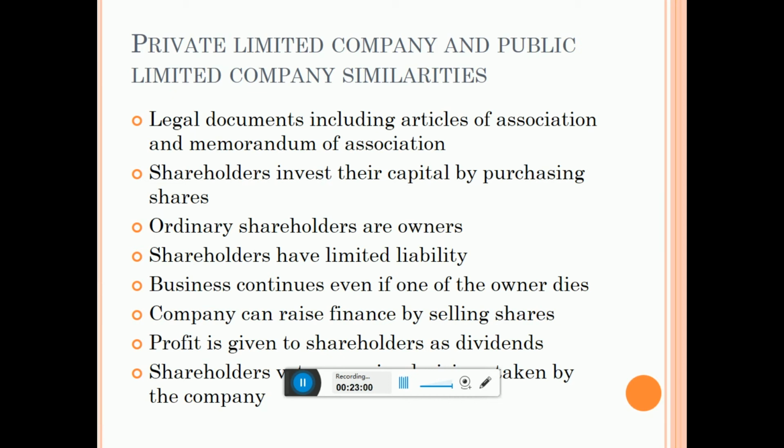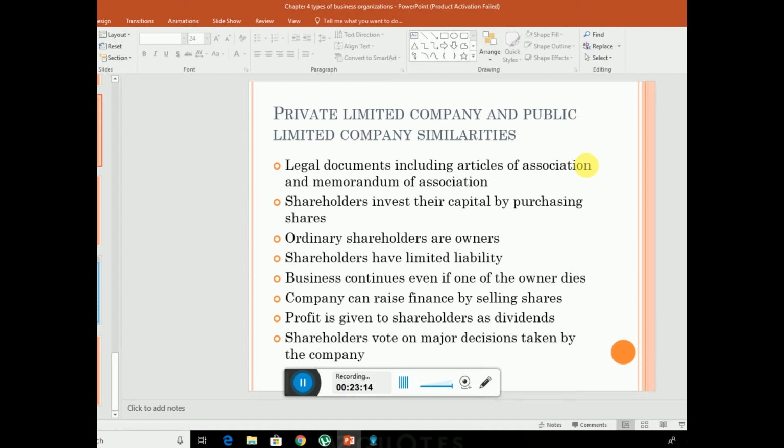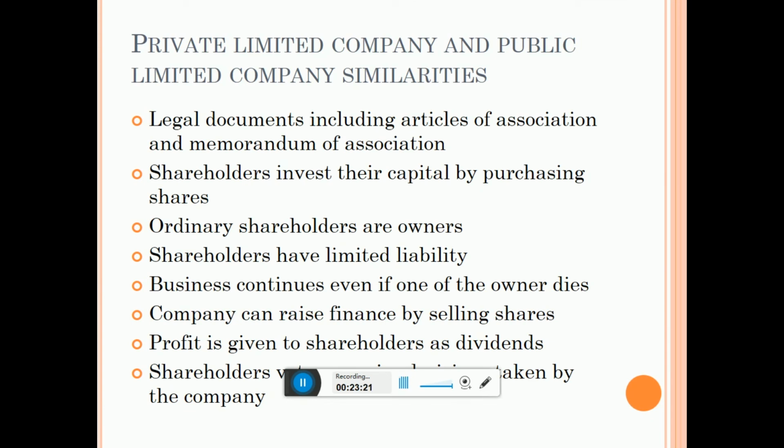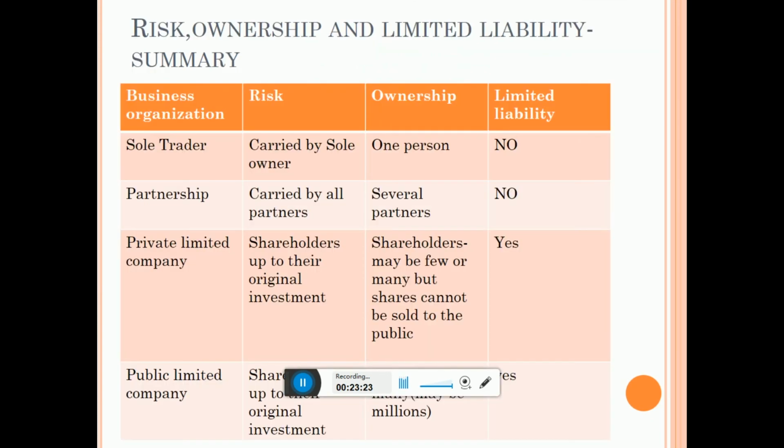Businesses continue even if one of the owners dies. This is a similarity. Companies can raise finance by selling shares. This is similar in both companies. Profit is given to the shareholders as dividends. And the last point is that shareholders vote on majority decisions. This is obvious in both the companies. They vote on the majority of the decisions taken by the company.